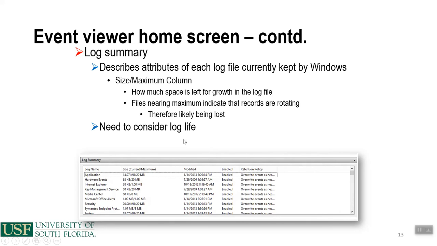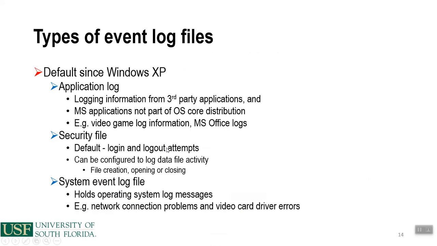You can also get log summaries. It describes the attributes of each log file currently kept by Windows. There's a size and maximum column showing how much space is left for growth in the log file. Files nearing maximum indicate that records are rotating and therefore likely being lost. So you need to consider what's called log life: how long does a log actually exist? And remember, you can create scripts that will automatically monitor the information within a log file.